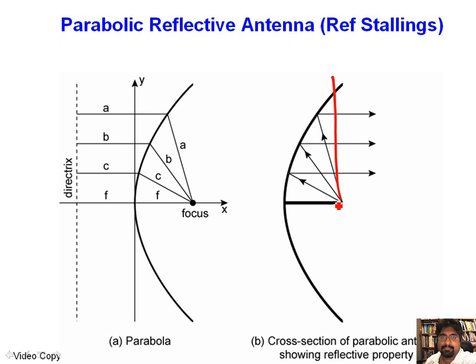Okay. So what that means is if you've got a planar wave incident on a parabolic antenna, it will all focus at the center, all in phase, or the reverse: if you put a transmitter at the focus of a parabolic antenna, it will produce a perfect plane wave.